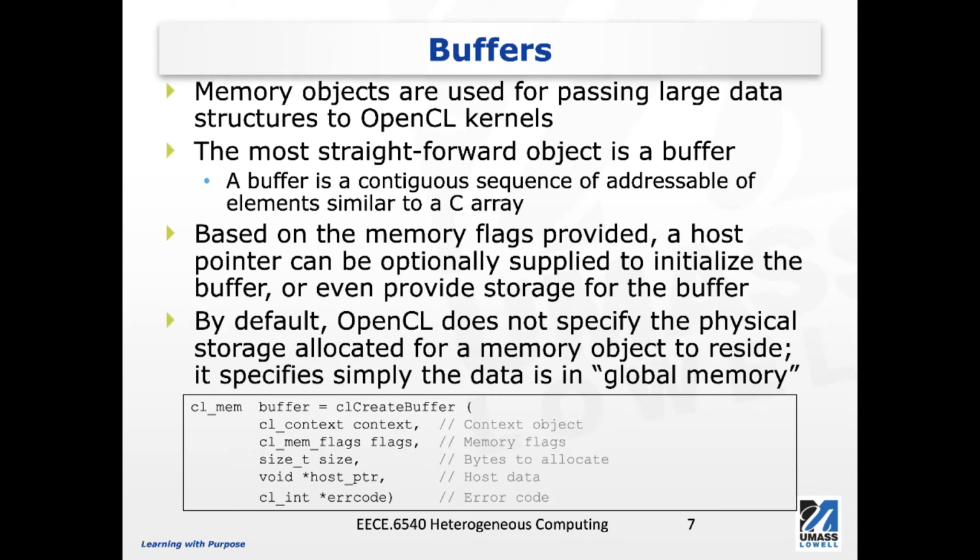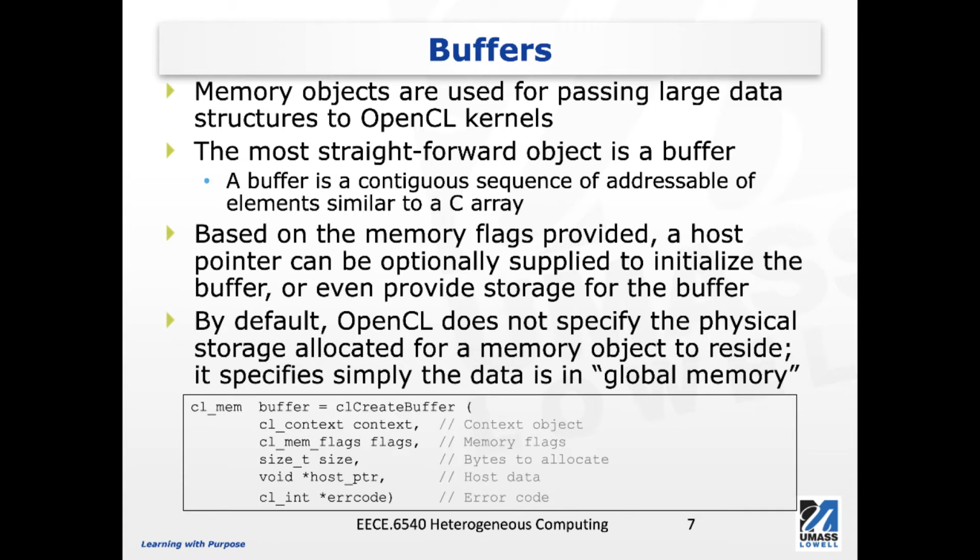Based on the memory flags we just described, depending on which one you use, a host pointer can optionally be supplied if we want to initialize the buffer with data already on the host side. Or we can even provide the storage on the host side for the buffer. By default, OpenCL does not specify the physical storage for the buffer allocated. It simply says the data is in global memory.